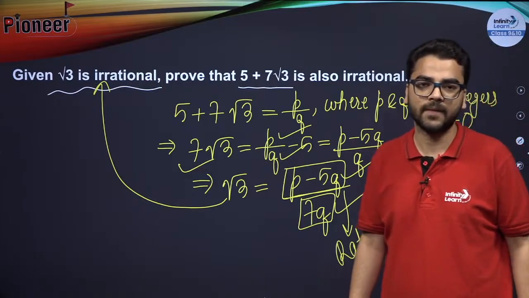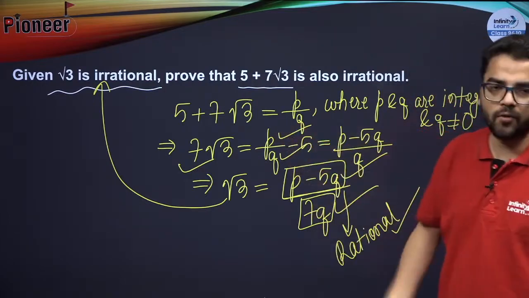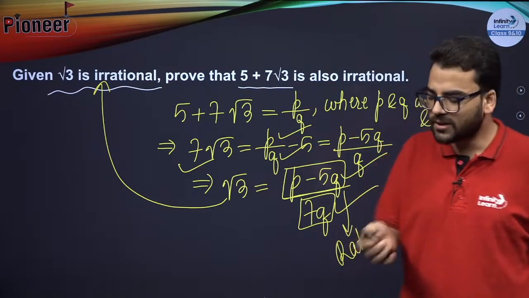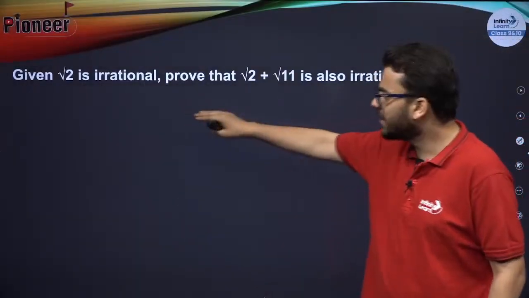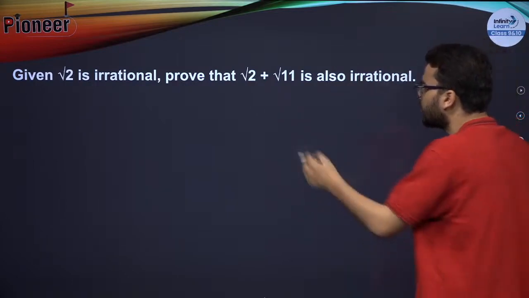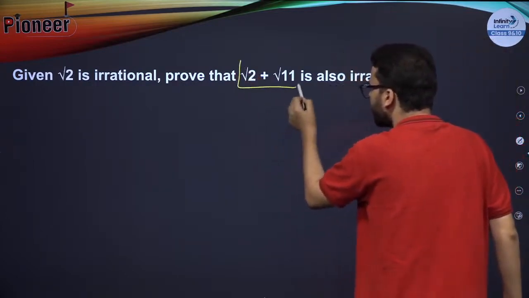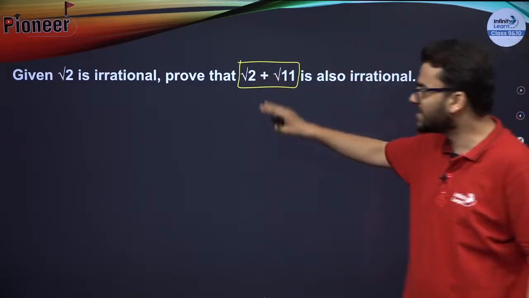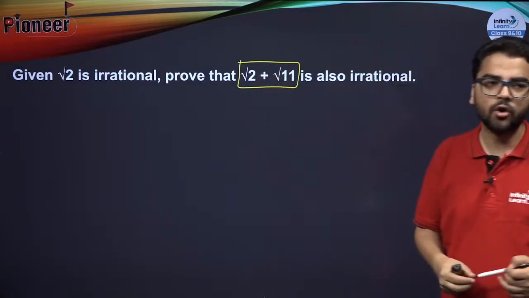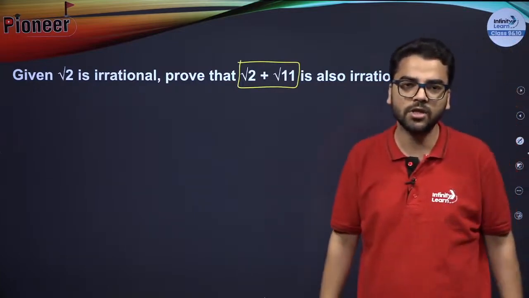Okay. So this is the second type of question which can be asked. Now the third type of question is this, which is also asked. It is given that root 2 is irrational. Prove that root 2 plus root 11 is also irrational. We have to prove that root 2 plus root 11 is also irrational.